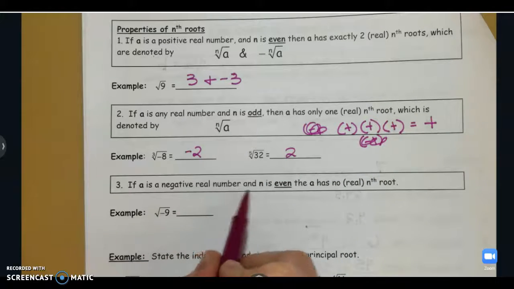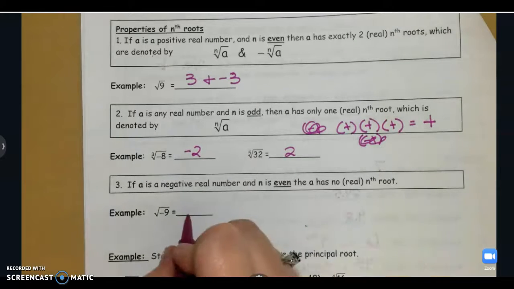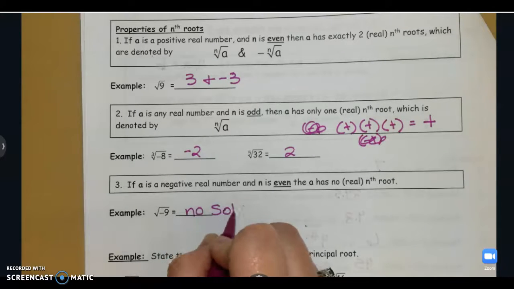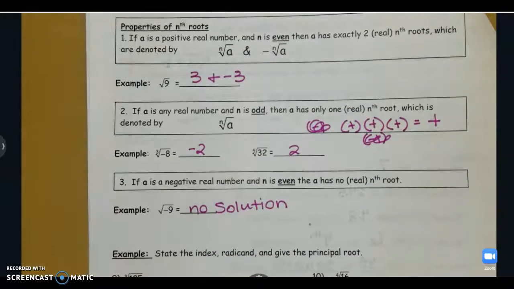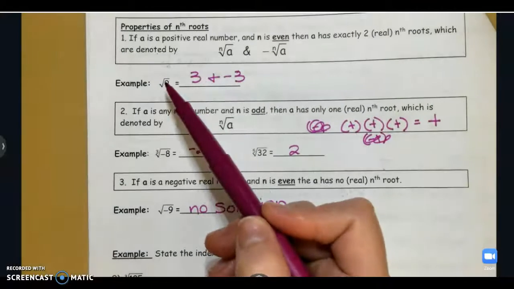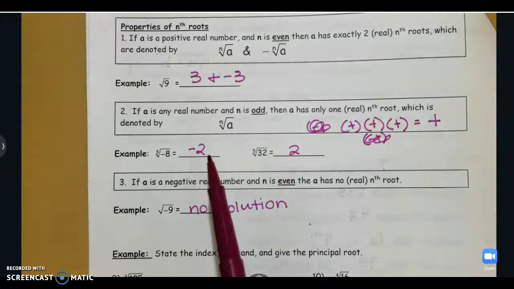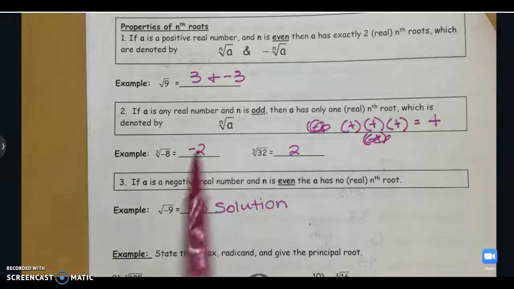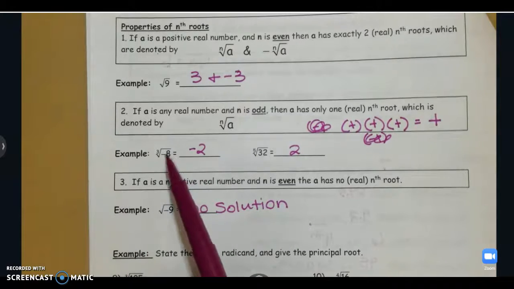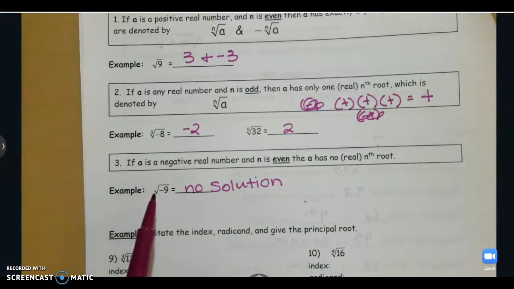If a is a negative number and n is even, then it has no real root. So like the square root of negative 9, there's no solution. Same thing for the 4th root of a negative number. So even roots, 2, 4, 6, 8, etc., you have the positive and negative root. Odd roots, 3, 5, 7, etc., you have the single root. It matches the sign of what's inside your radical. Even roots, you can't take the negative of. No square root, no 4th root of a negative number.